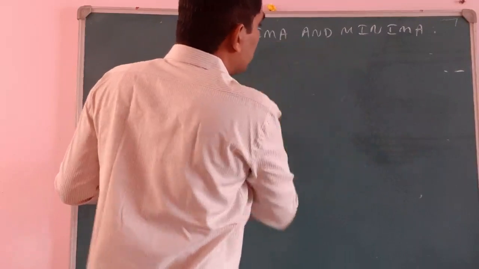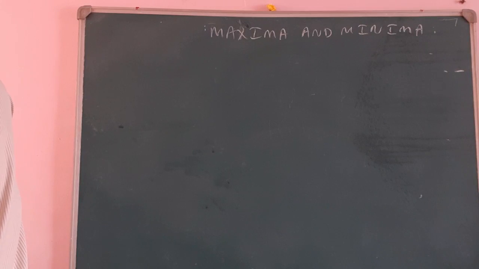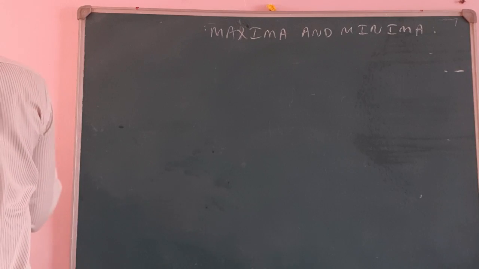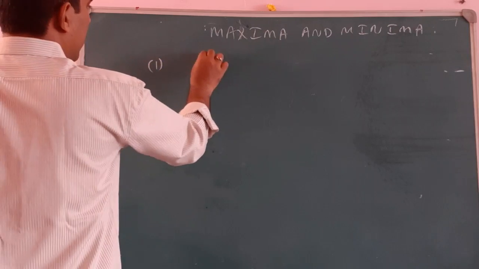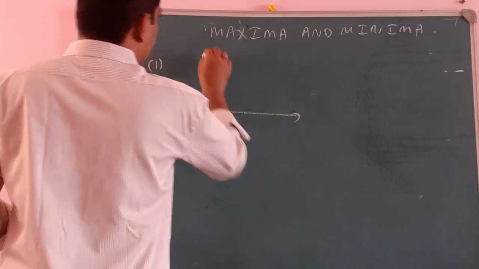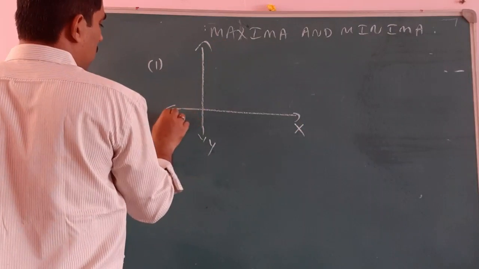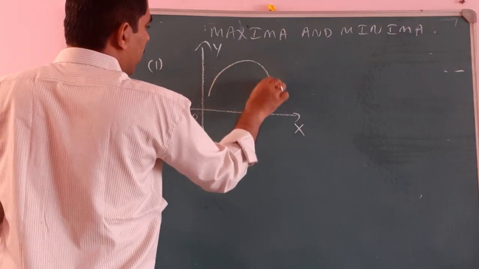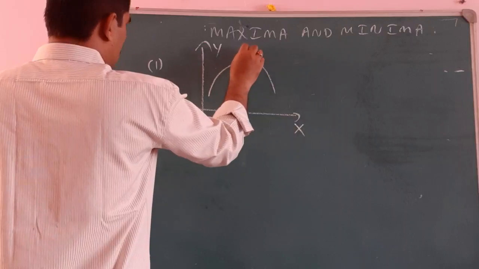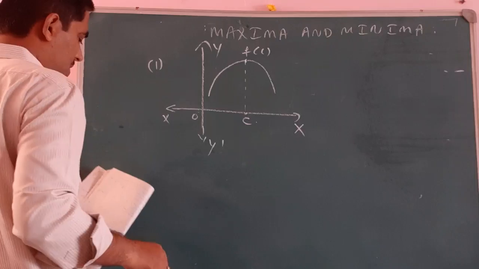So in this session, let me write all the definitions. What are the definitions we have learned in our previous class? The first one, let me write it here. Let me draw the graph. This is the x-axis and this is the y-axis. This is the origin. If I have a curve like this, then this will be f of C, and this I will consider as the point C.